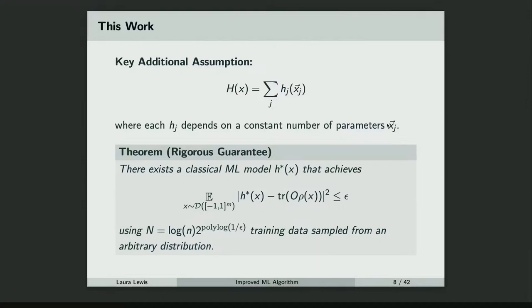Do you know the smoothness of these vector Hamiltonians? So we assume that the Hamiltonian H of x is parameterized smoothly by the vector.